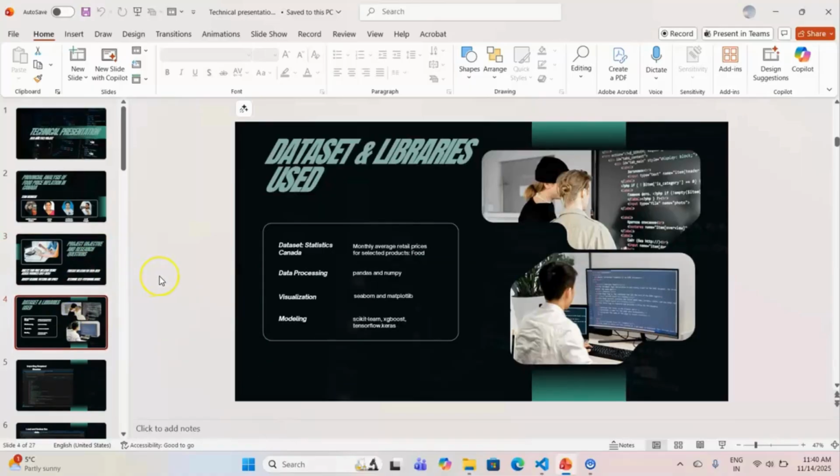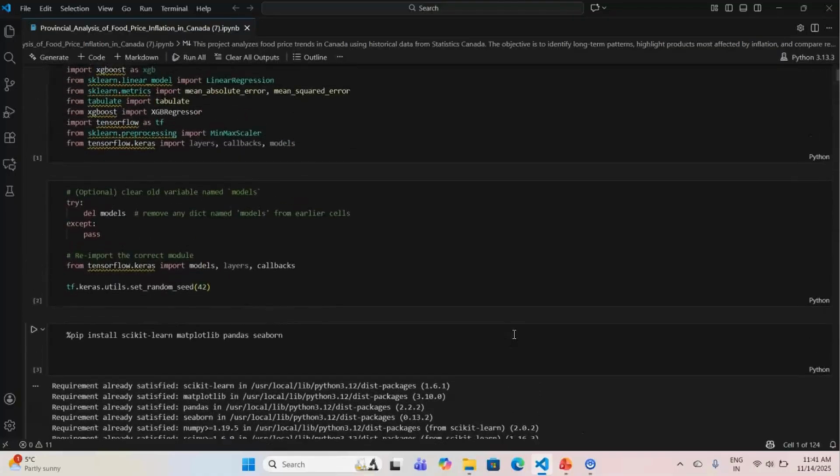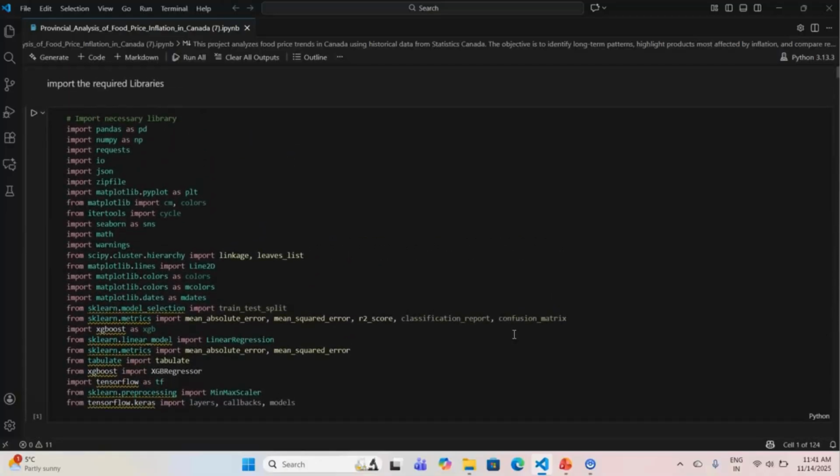Next, the dataset that we used and the processes. Our datasets come from Statistics Canada. The entire analysis was built in Python. We used pandas and NumPy for data cleaning, Seaborn and Matplotlib for visualization, and Sklearn, XGBoost, and TensorFlow for model development. These libraries give us control over the entire workflow, from pre-processing to hyperparameter tuning to forecasting.